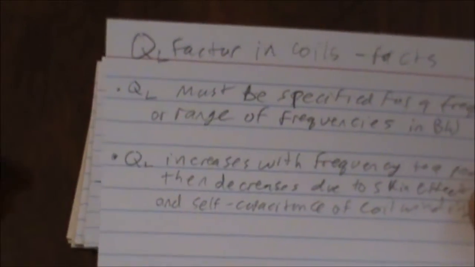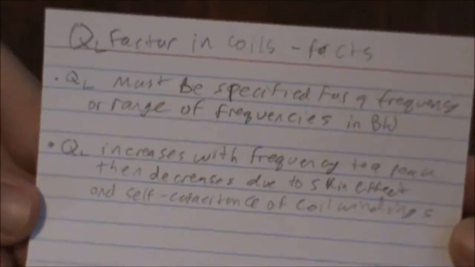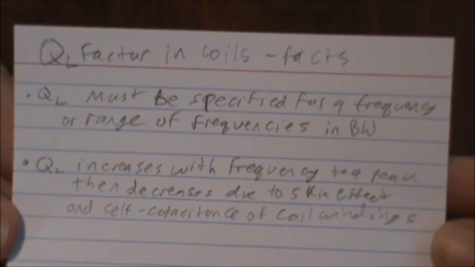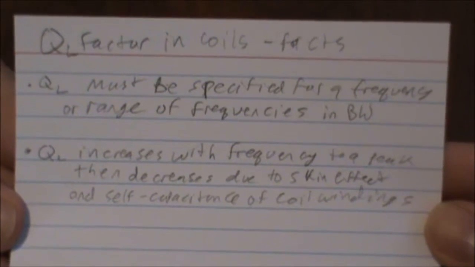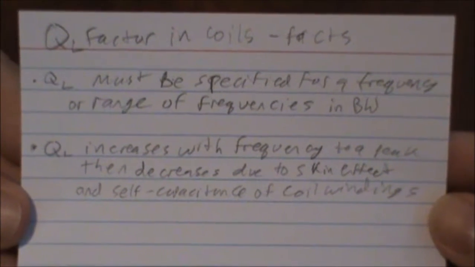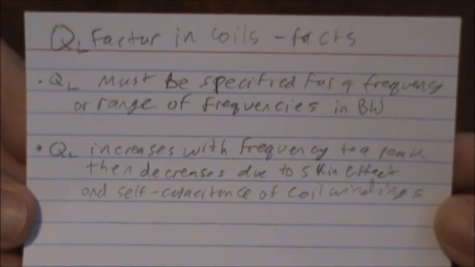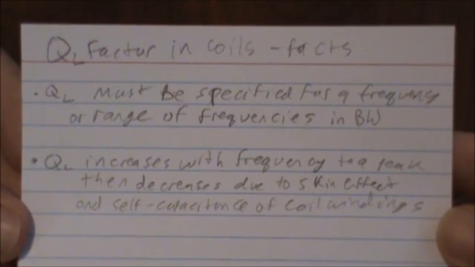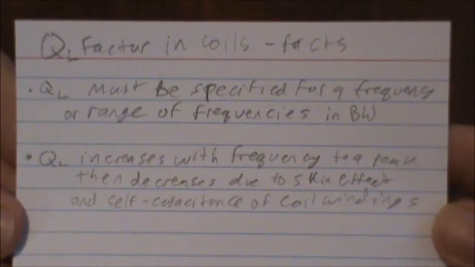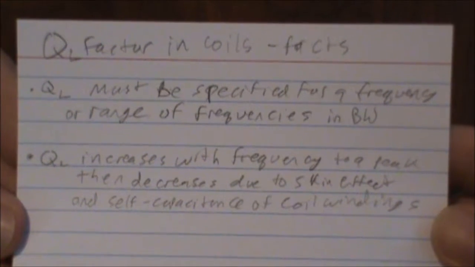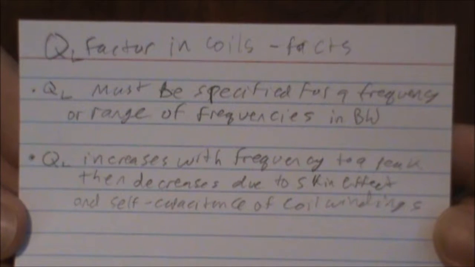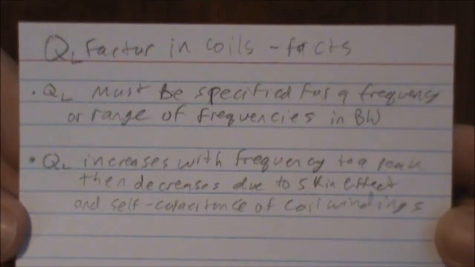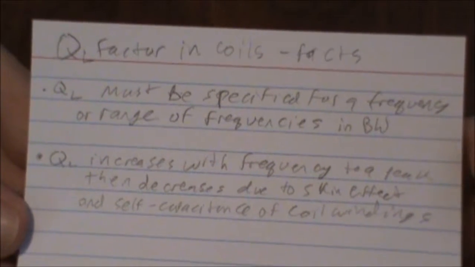Q factors. Here we go, Q factors. Alright. Q factor is a property of a coil, and when dealing with resonant circuits, the whole circuit itself can have a Q factor. But it must be specified for a frequency, or a range of frequencies in a bandwidth. It's BW, bandwidth.